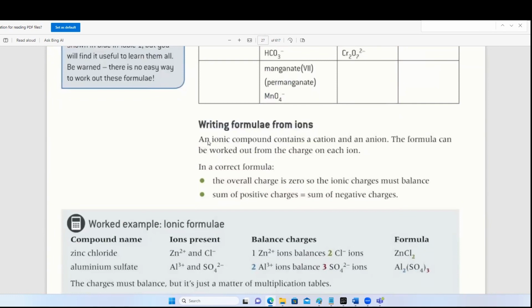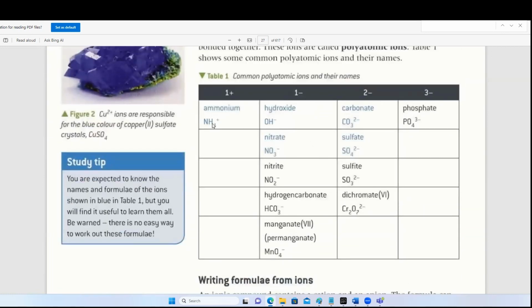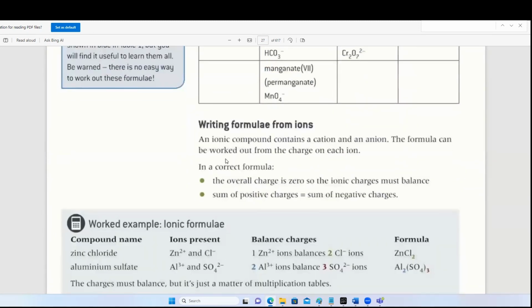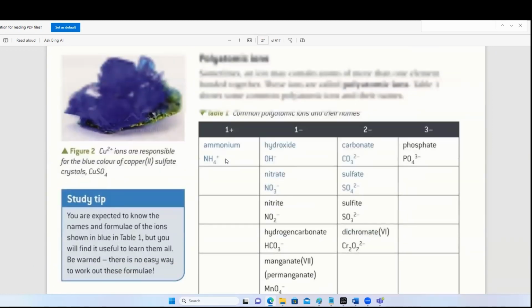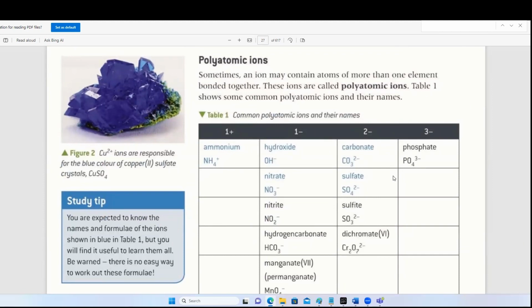Writing formulas from ions. An ionic compound contains a cation and an anion. The formula can be worked out from the charge on each ion. In a correct formula, the overall charge is zero, so the ionic charges must balance. If you have a polyatomic ion like NH4 positive and you want to combine it with a phosphate, there should be three ammonium ions. Three ammonium ions will satisfy one phosphate, because the overall charge should be balanced between the cation and the anion. Ammonium is a cation and phosphate is an anion.